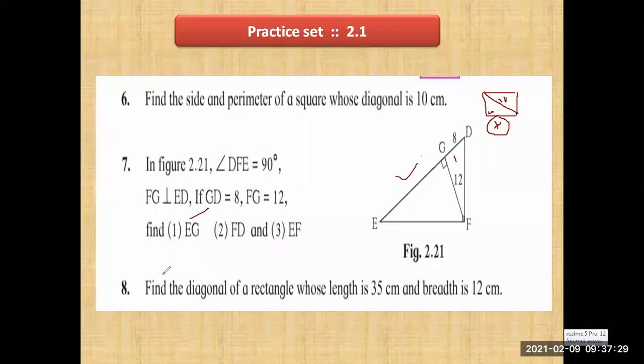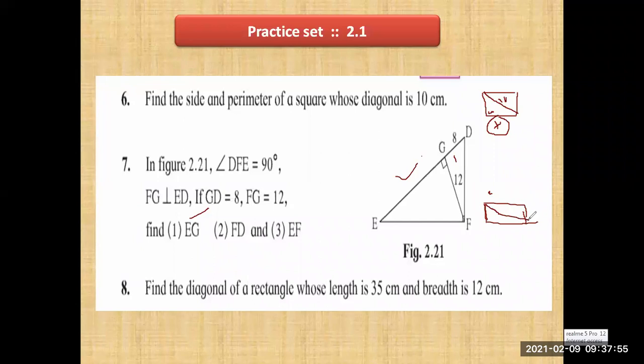And last question, find the diagonal of a rectangle whose length is 35 centimeter and breadth is 12 centimeter. First draw the rectangle. So this one is the length. Length is 35 and breadth is 12. And this one is the diagonal.